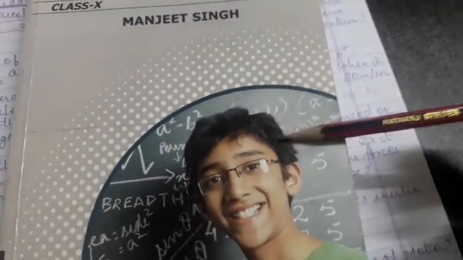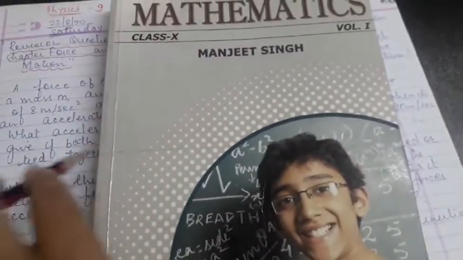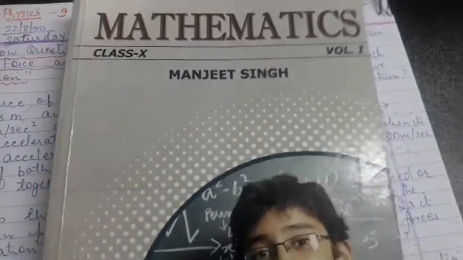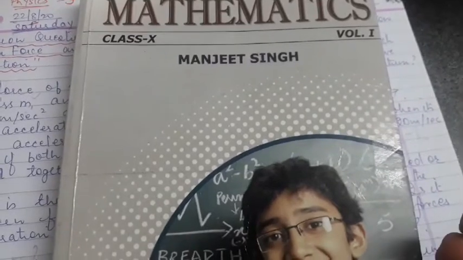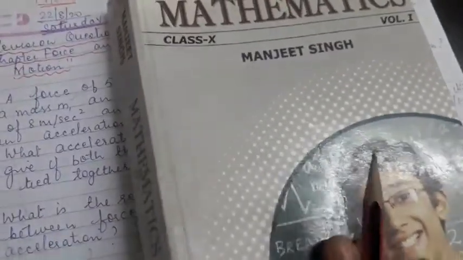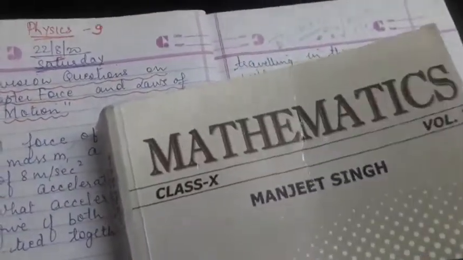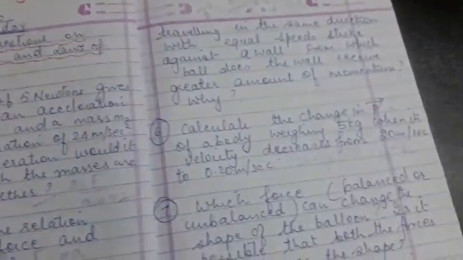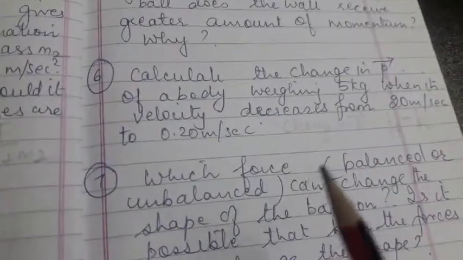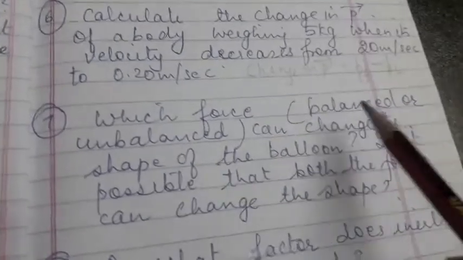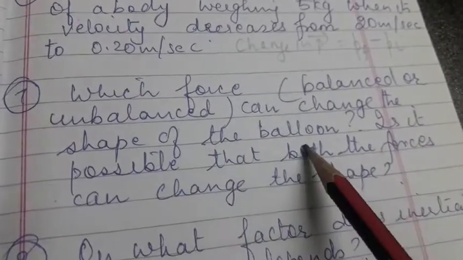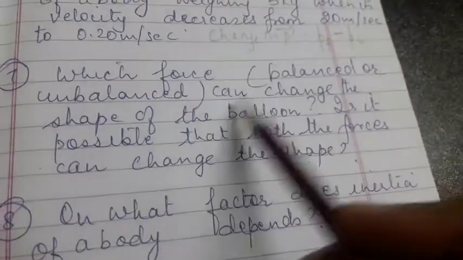If you apply force from here, as well as if you apply force from here, from both the directions, right? So what do you see, that definitely the shape of the balloon will change because you are applying equal forces from both the sides. So when you are applying equal forces from both the sides, the shape of the balloon will change, not can change, it will change. And as you release the force, what will happen? The balloon will come back into its own shape. So we can say that balanced forces as well as unbalanced forces both can change the shape of the balloon. Okay, you can explain this with a diagram also.